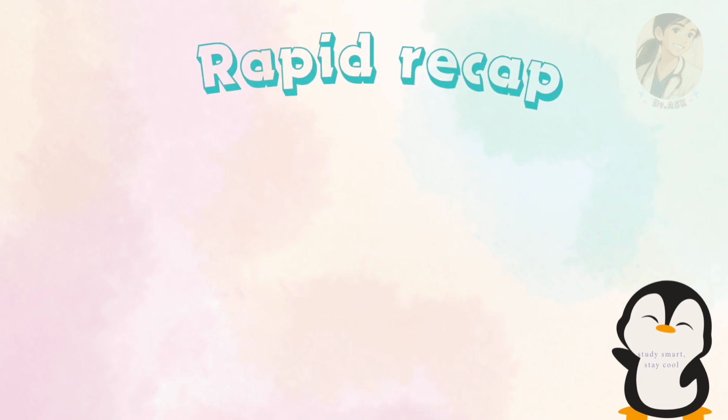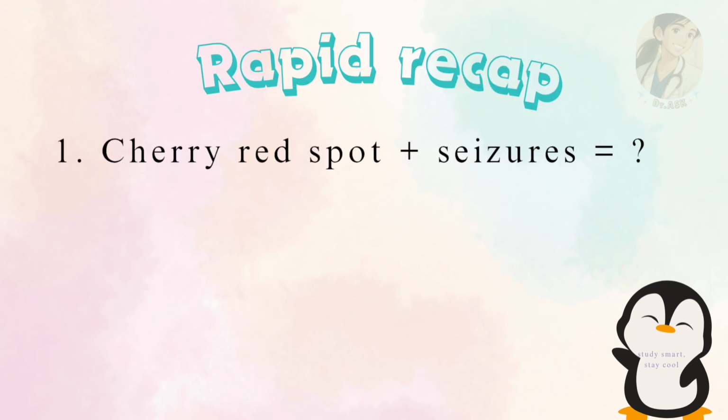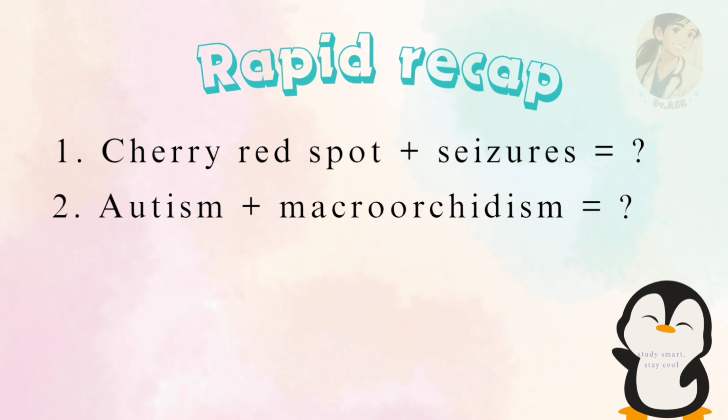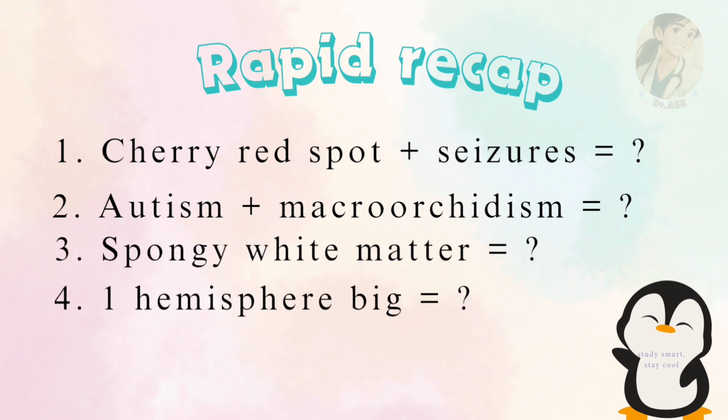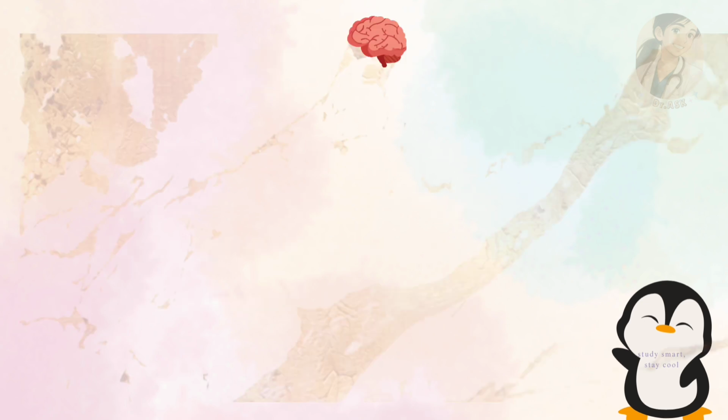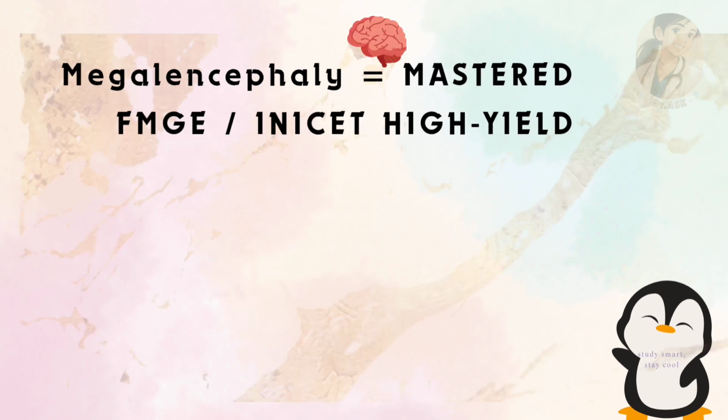Okay, doctors, let's lock this in with a recap quiz. Try to answer quickly. First question, cherry red spot plus seizure, what do you think? Then autism plus macrocephaly plus big testicles. And then spongy white matter? Yes, then one hemisphere big. I hope you got the answers. And that's your quick crash course on Megalencephaly.